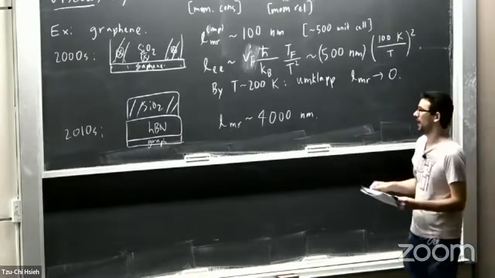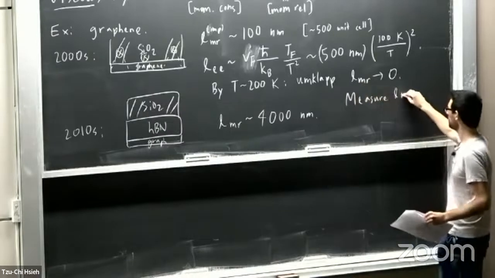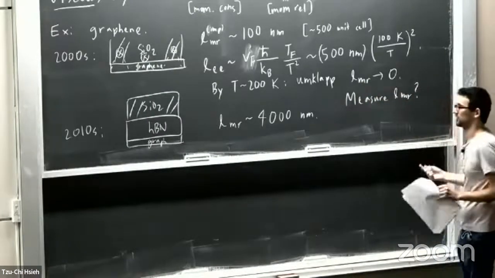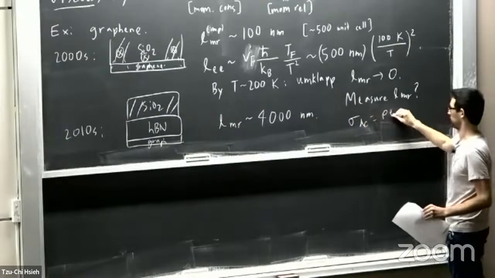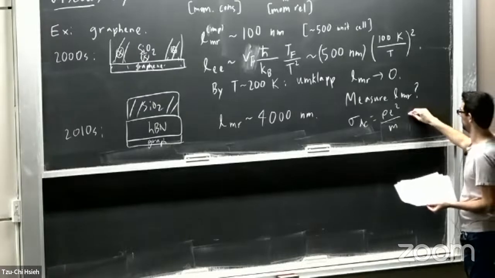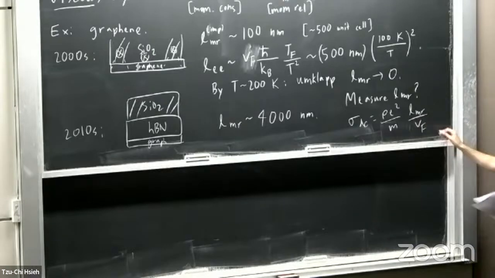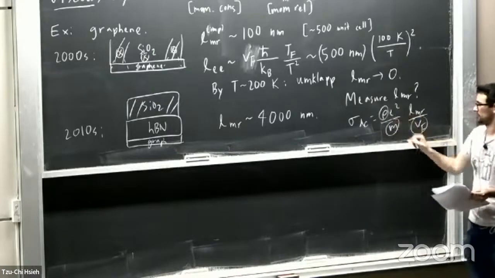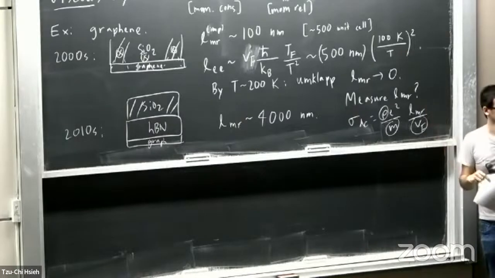That's a good question. So how do you measure L_MR? The way we usually do this is by measuring the DC conductivity, which is rho e squared over m, and then this would be L_MR divided by v_F. These are all thermodynamic parameters, so you know what these are going to be, and what we're left with is L_MR.